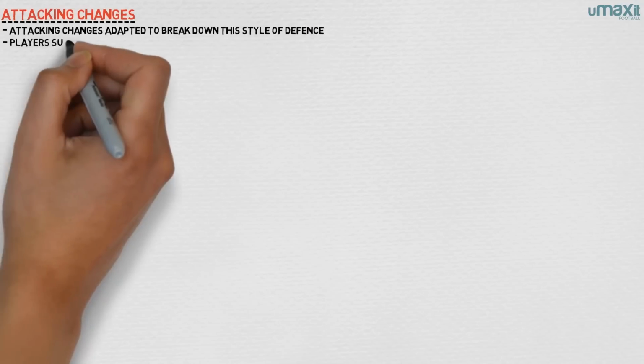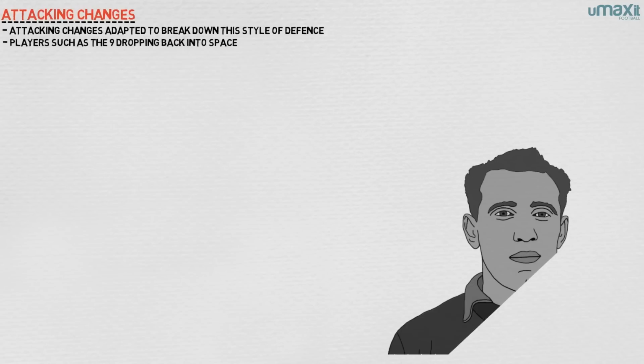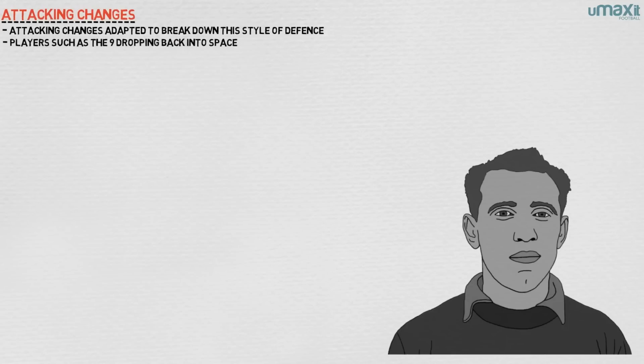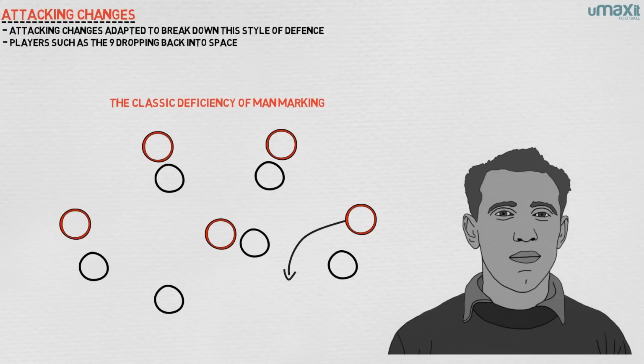As was generally the case, attacking changes adapted to break down this style of defence, and most overtly in this case, players such as the 9 dropping back into space, as Nandor Hidegkuti did against England in 1953. Already the classic deficiency of man marking is exposed. If a player moves away from their position, the marker tasked with that player must follow or leave. That either creates space if they track, or a free player if they do not.